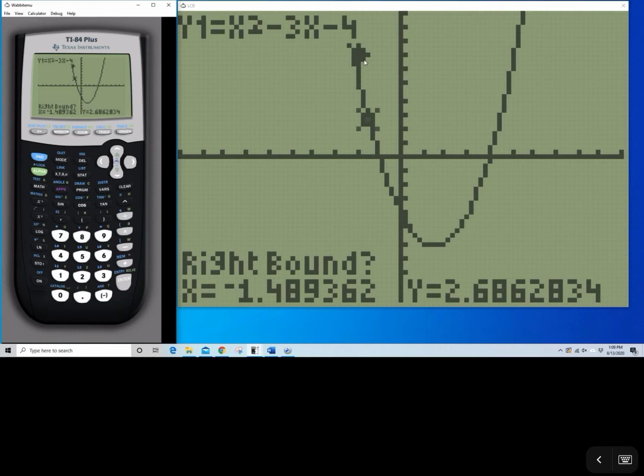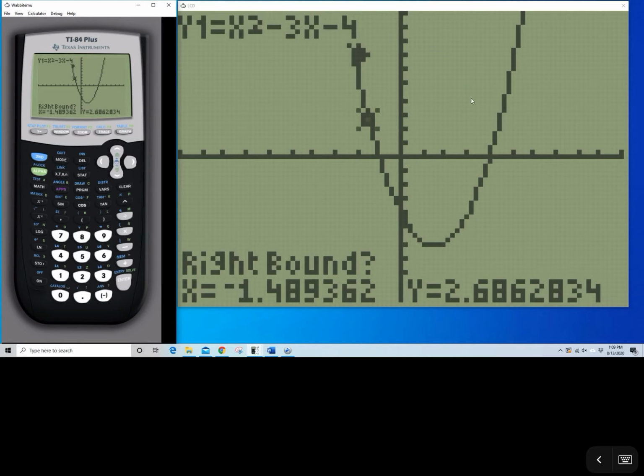Now, if you notice, when I hit the enter button, and this is kind of blending in with some of the pixels from the graph, there's this little arrow pointing to the right that showed up right above where my cursor was. Okay, what I'm telling the calculator is I think that this parabola is crossing the x-axis somewhere to the right of this spot right here.